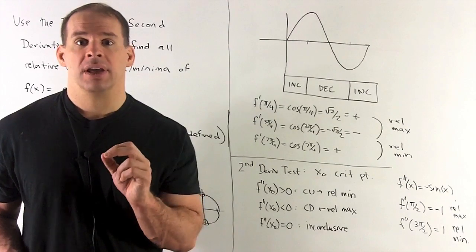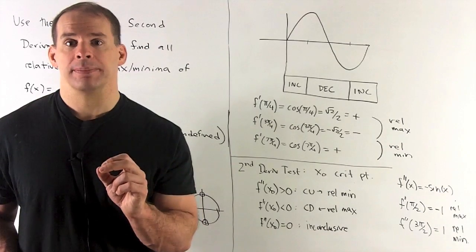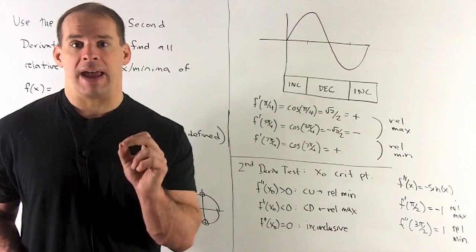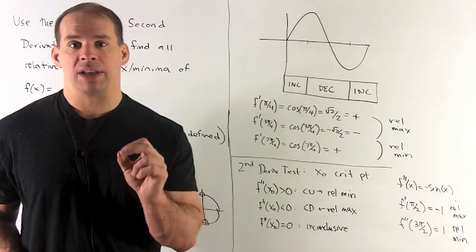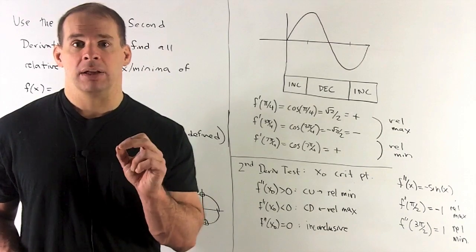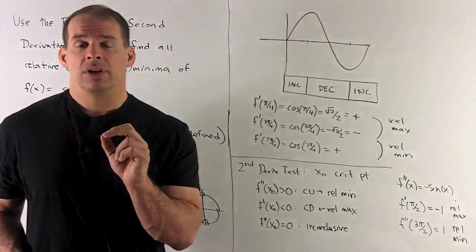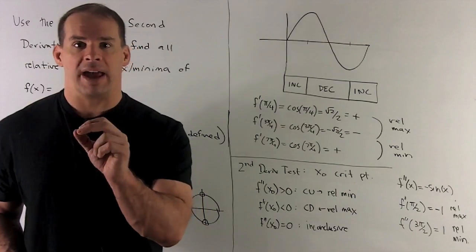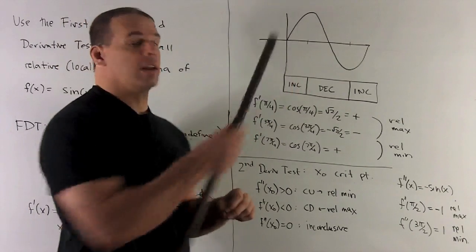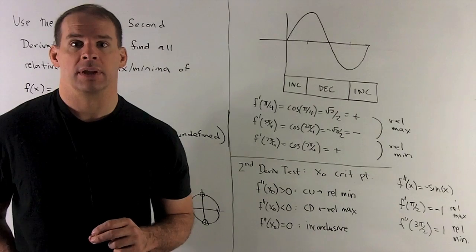So let's see what happens. We take our second derivative. The derivative of cosine is minus sine. So if I check pi halves, sine of pi halves is equal to 1. So we get a minus 1. That means we have a negative second derivative. So what's happening? It's concave down. So I have a relative max at pi halves. And we see that reproduces the result we got from the first derivative test.